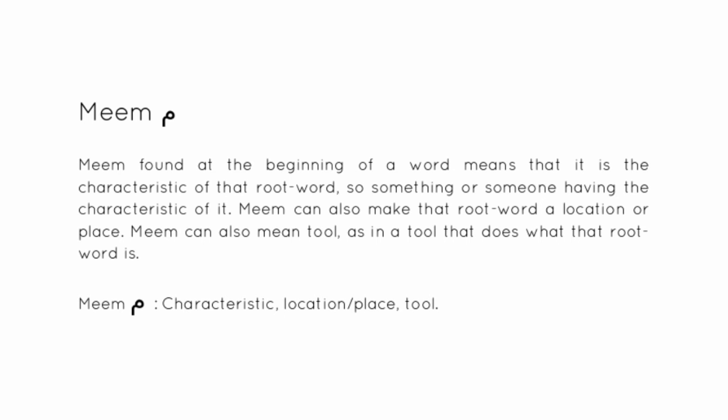Mim. Mim, found at the beginning of a word, means that it is the characteristic of the root word. So, something or someone having the characteristic of it. Mim can also make that root word a location or place. Mim can also mean tool, as in a tool that does what the root word is. In summary, mim, characteristic, location, place, tool.